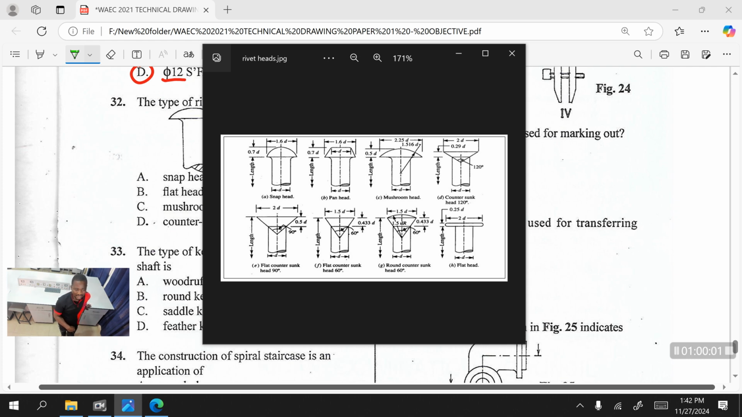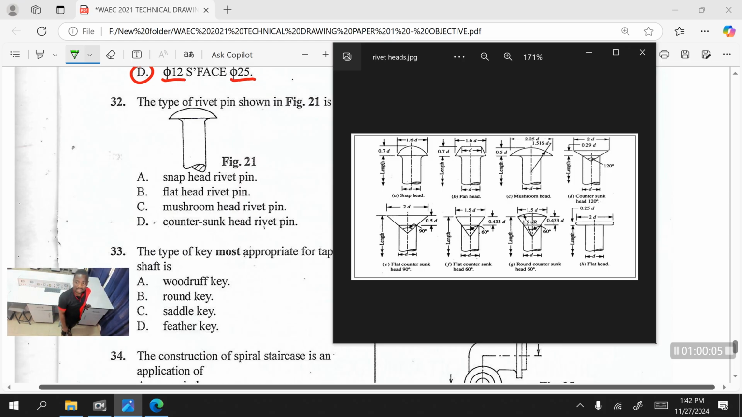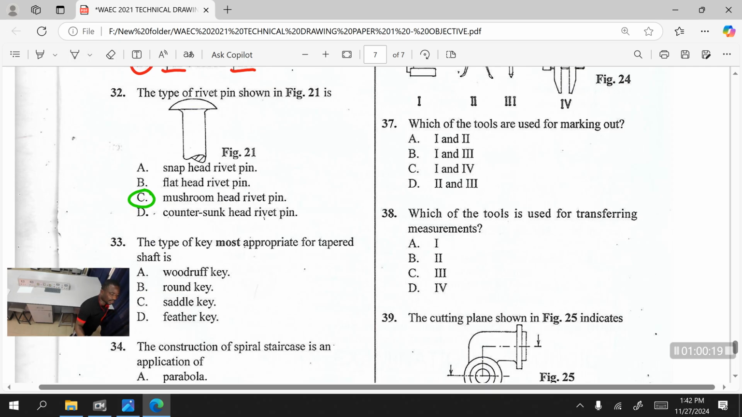But if you look at snap head and mushroom, they look almost alike. If you are not careful, you will not know the answer. Here it is what? It is mushroom. So take note of the difference between snap head and mushroom head, so you don't get confused. So the answer here is what? It is mushroom head pin.